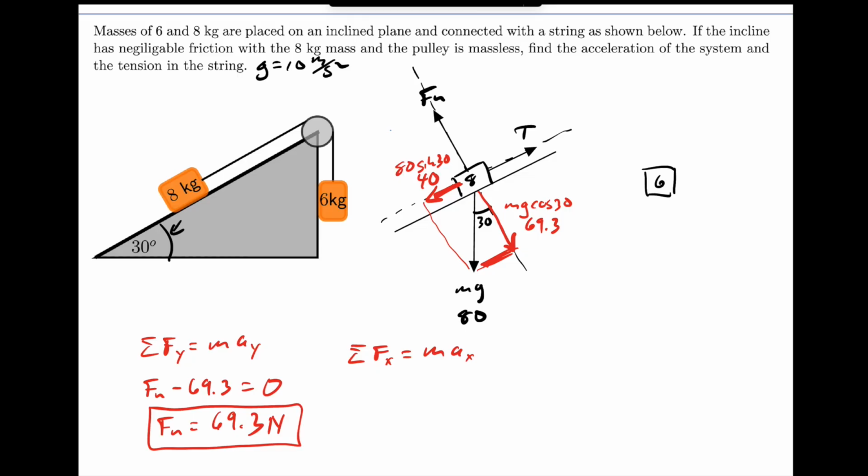Okay, but before I actually fill that out, let's go over to the 6 kilogram mass and put in what its forces are. So I've got down is going to be 60 newtons, mg. Up is going to be a tension force.